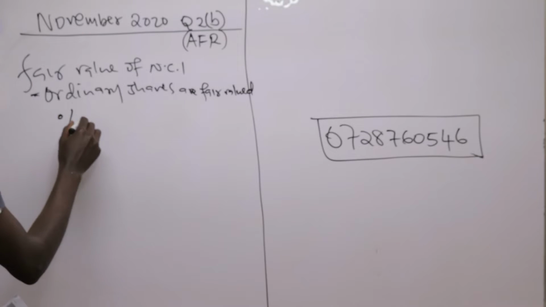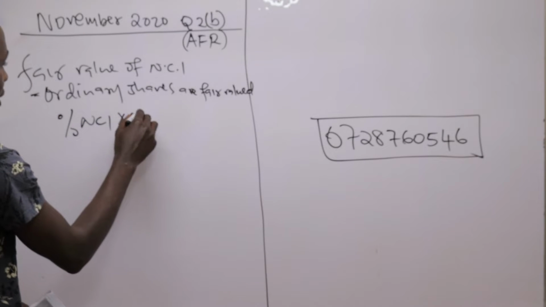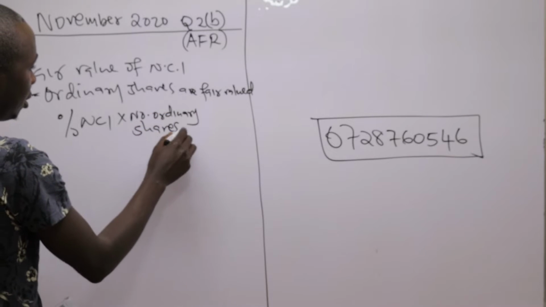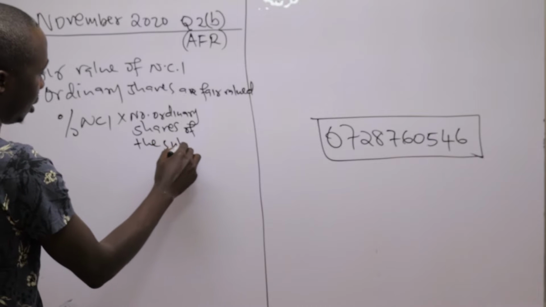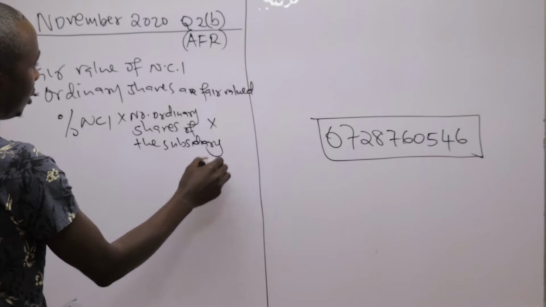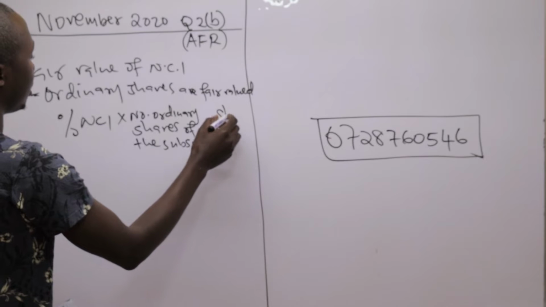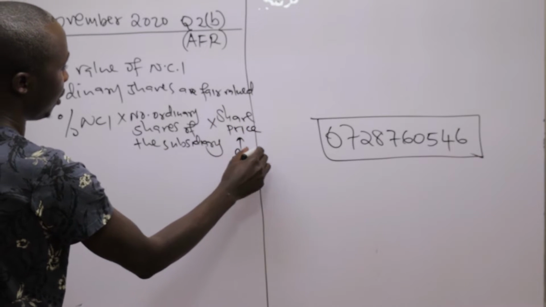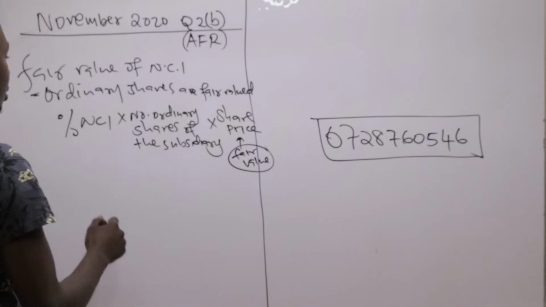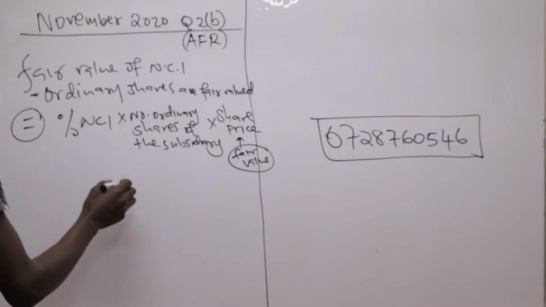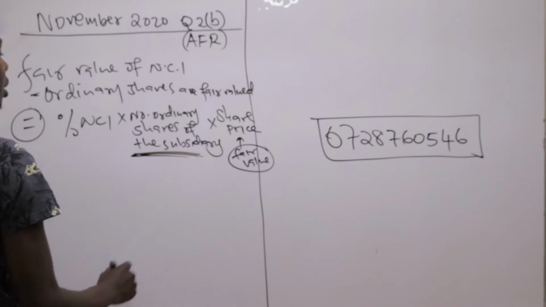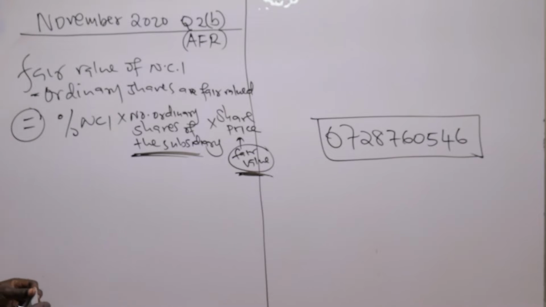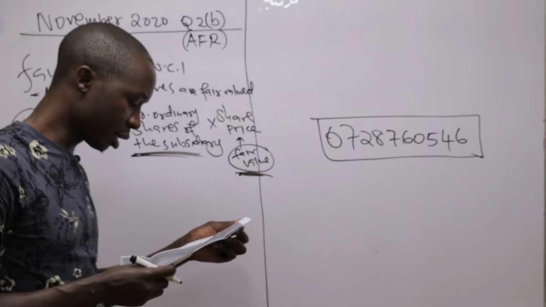Whereby you will be able to do what? You take the percentage of that NCI times the number of ordinary shares of the subsidiary, times what? Times the share price, the fair value of that. So the share price, which share price? The fair value, which will be given. So this is how you determine it in some cases whereby you are given this information: number of ordinary shares of the subsidiary, which are stated or measured at the fair value. But in this scenario, you were provided directly.